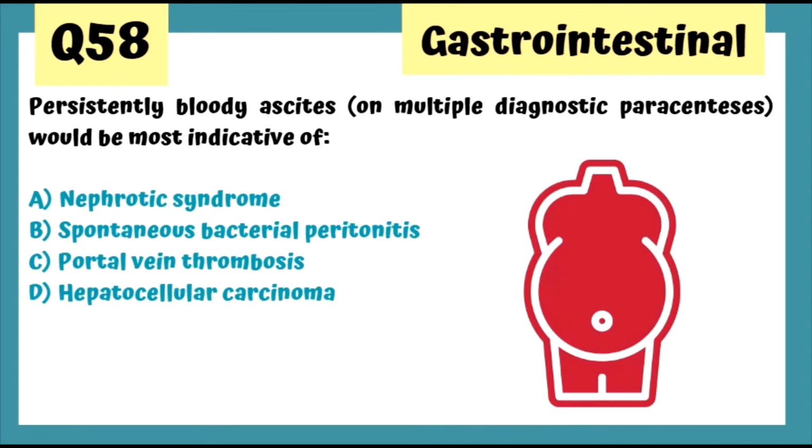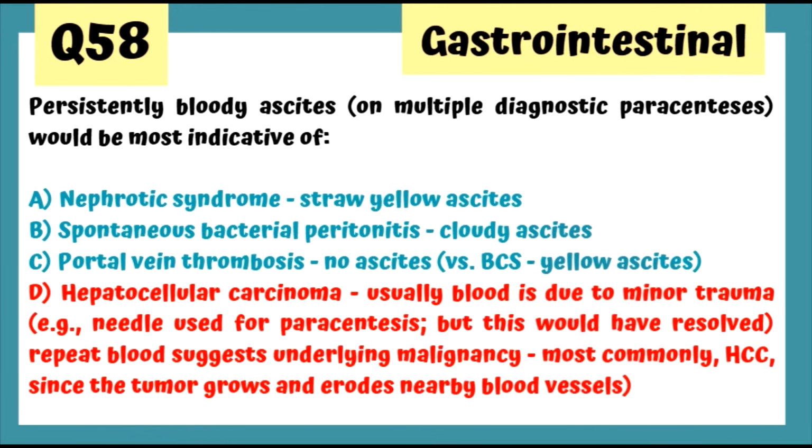Question 58. Persistent bloody ascites on multiple diagnostic paracenteses would be most indicative of? This would be hepatocellular carcinoma that could present with persistent bloody ascites. In nephrotic syndrome, we see straw yellow ascites, and in SBP, we see cloudy ascites. And in portal vein thrombosis, we don't see ascites.